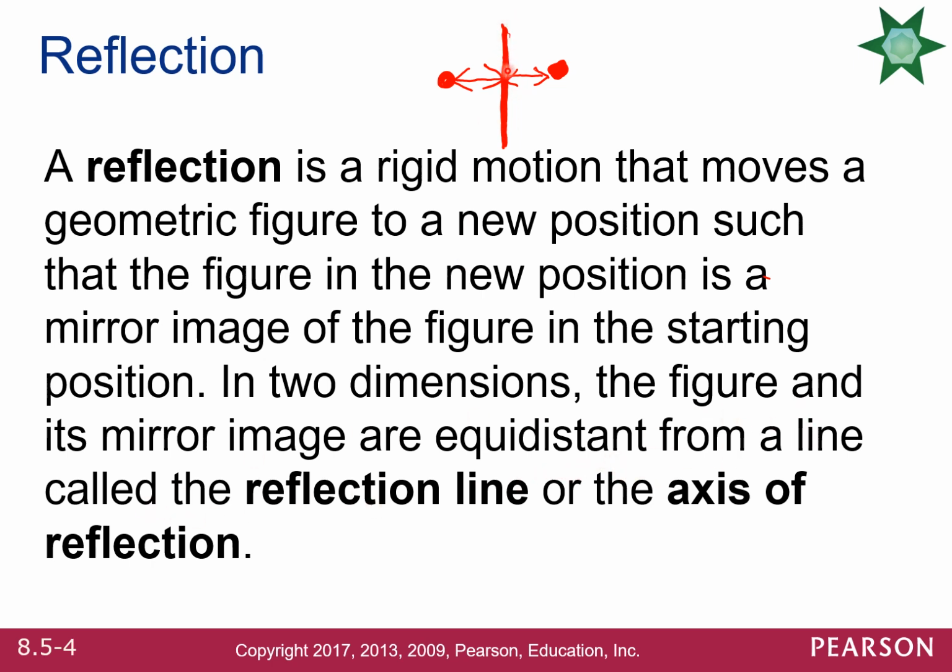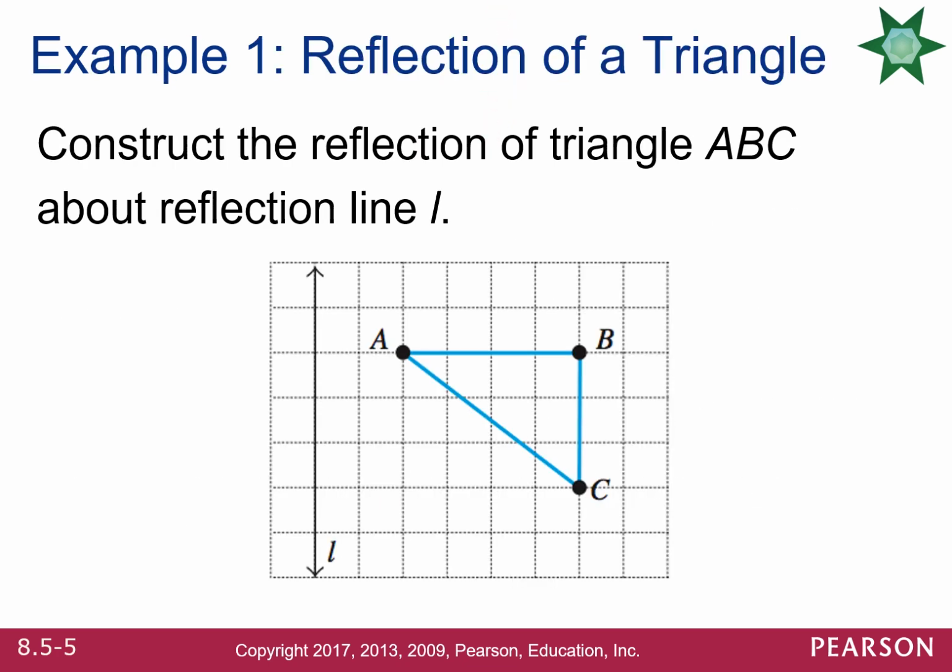So here is the reflection line, and if this is what you are reflecting from the right and the reflection is on the left, then it'll be positioned equidistant from the line of reflection or the axis of reflection.